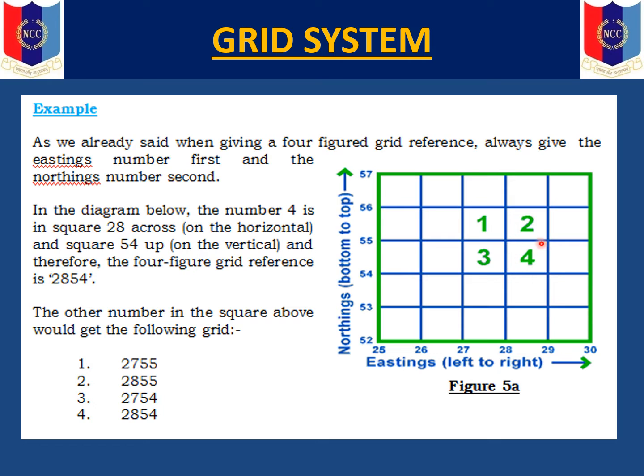Similarly, if you see square number 4, the first is 28, right? Easting number 28 and northing number 54. So it is 28 and 54. Similarly, for 2 and 3, these are the 4-figure grid references.